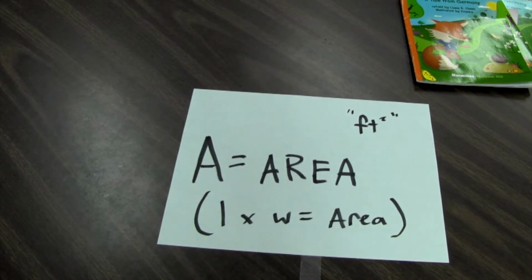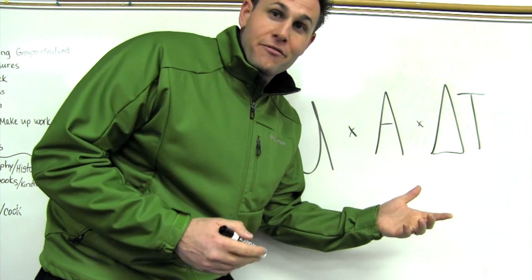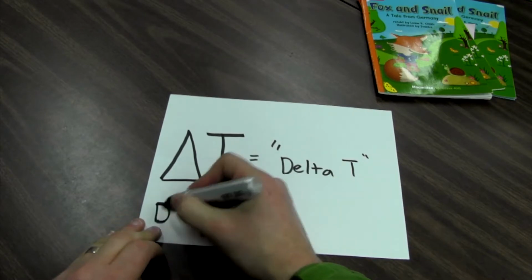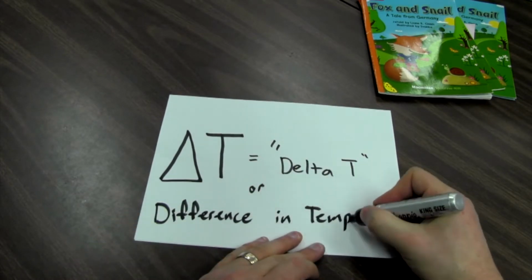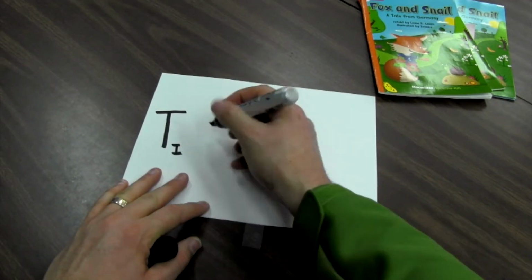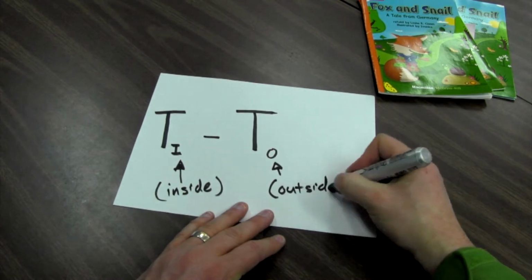Now this triangle here means delta. That's another word for difference. And the T stands for temperature. So when we talk about delta T, what we're talking about is the difference in temperature between two spaces. Now this is one of the most important factors that go into calculating our heat loss.